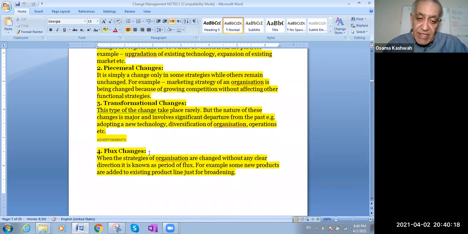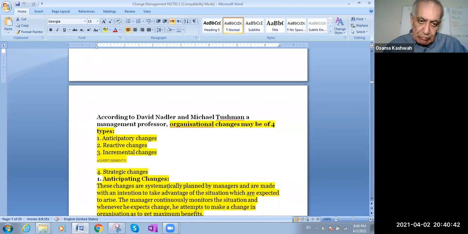The last one is flux change, when the strategies of the organization are changed without any clear direction. It is known as a period of flux. For example, some new products are added to an existing product line just for broadening. So this is another kind of change.